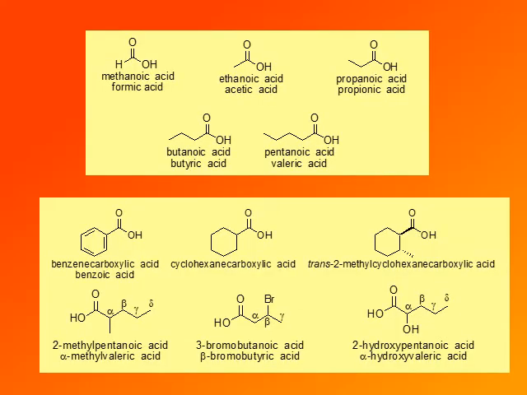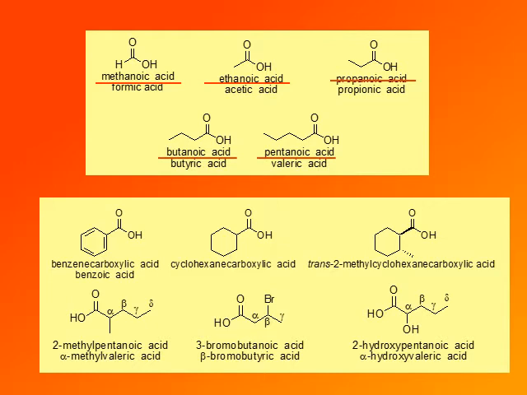Here are some examples of nomenclature of simple carboxylic acids. For example, one carbon atom, that would be the hydrocarbon methane, so we drop the final E, replace that with oic acid, so that becomes methanoic acid. Ethane becomes ethanoic acid. Propane, propanoic acid, and so on. We have butanoic acid, pentanoic acid.